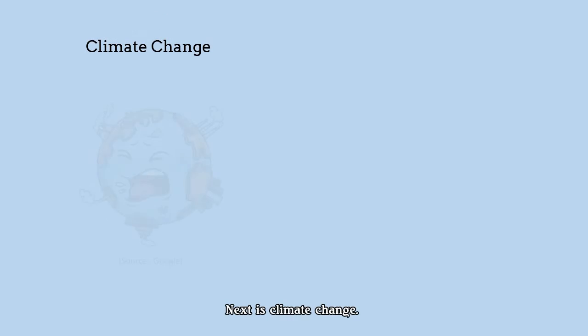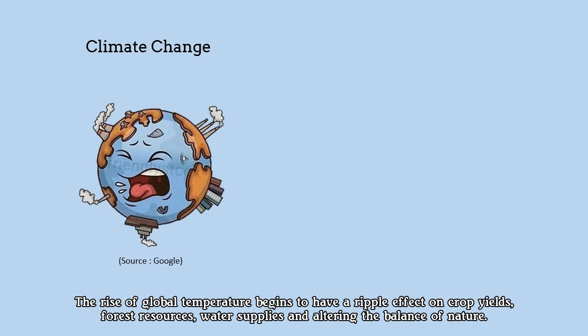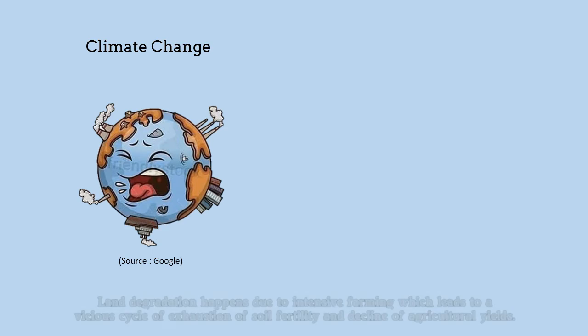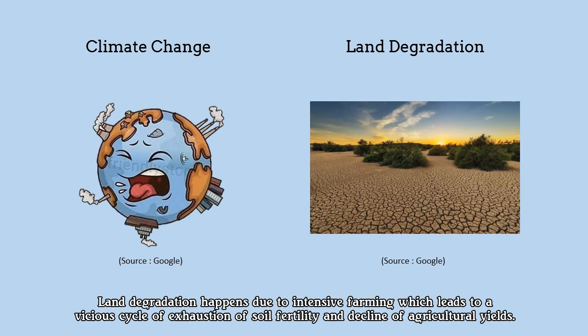Next is climate change. The rise of global temperature begins to have a ripple effect on crop yields, forest resources, water supplies, and altering the balance of nature. Land degradation happens due to intensive farming, which leads to a vicious cycle of exhaustion of soil fertility and decline of agricultural yields.